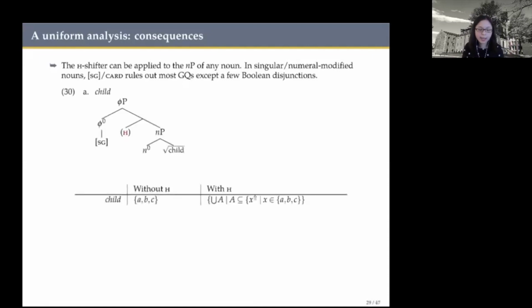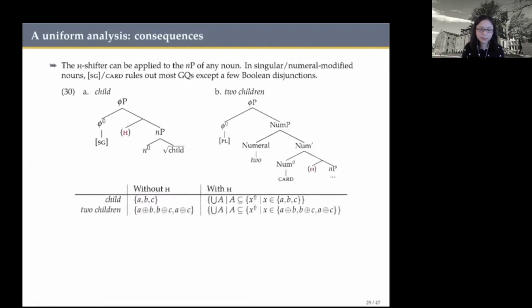So for the singular noun child, without the edge shifter, with 3 children ABC in the discourse domain, child refers to the set including ABC. With the presence of edge, it refers to the set including the corresponding multiplicative individuals as well as their unions. Similarly, for a numeral modified noun, 2 children, without the edge shifter, it refers to a set including the relevant plural individuals with cardinality 2. With edge, it refers to corresponding multiplicative individuals as well as their unions. So everything is uniform now.